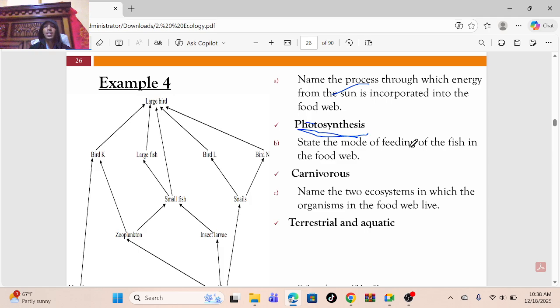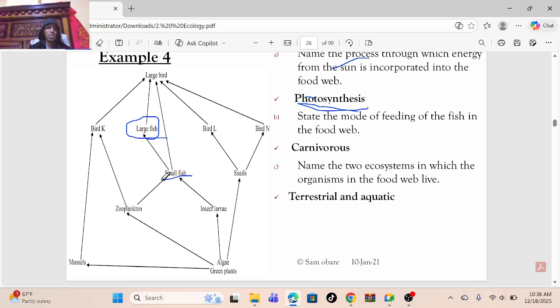What is the mode of feeding of the fish in the food web? Where is the fish? Kuna fish hapa. Then kuna small fish. So naanza plant, green plant ni algae or green plant. So itakuwa primary consumer, secondary. Primary consumer, secondary. So fish inaanza secondary consumer. And secondary consumers are usually carnivorous.